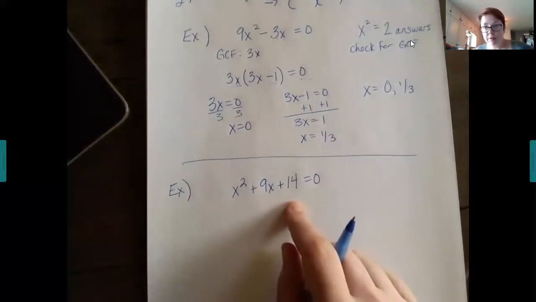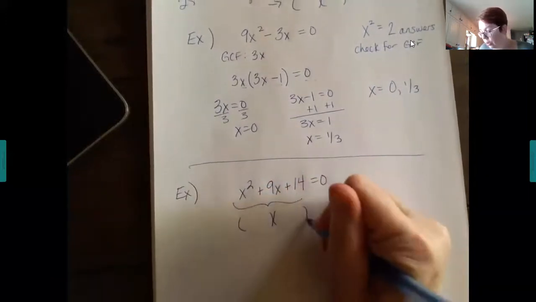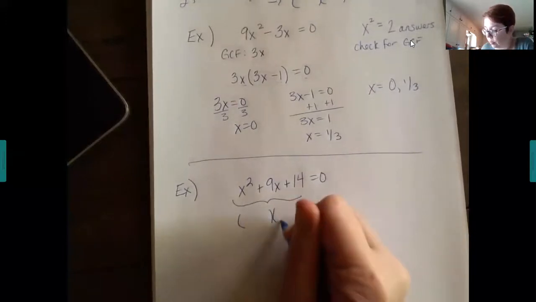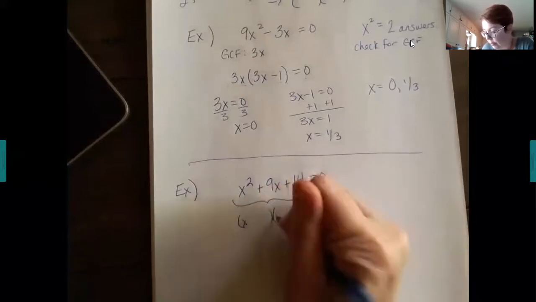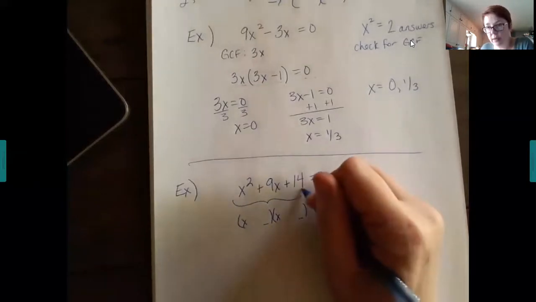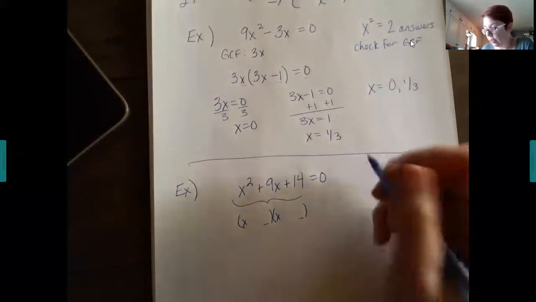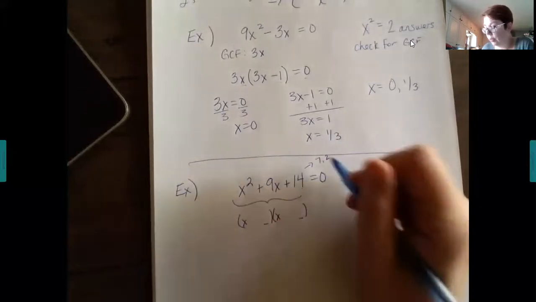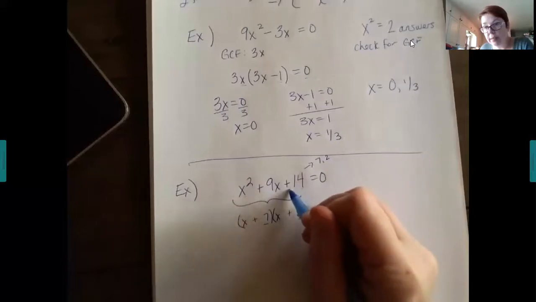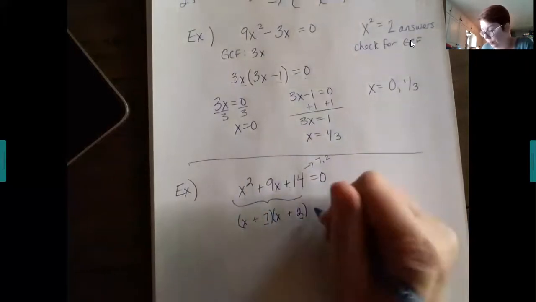There's nothing in common with all three things. So here, that means I probably should try to unfoil it. So again, what times what gets us x squared? Well, we know x times x gets us that. What times what multiplies to get 14, but adds to get 9? So if you think about our factors of 14, we know that's 7 and 2. 7 plus 2 gets us 9. Since this is positive, they have to have the same sign. And since this is positive, they're both plus.